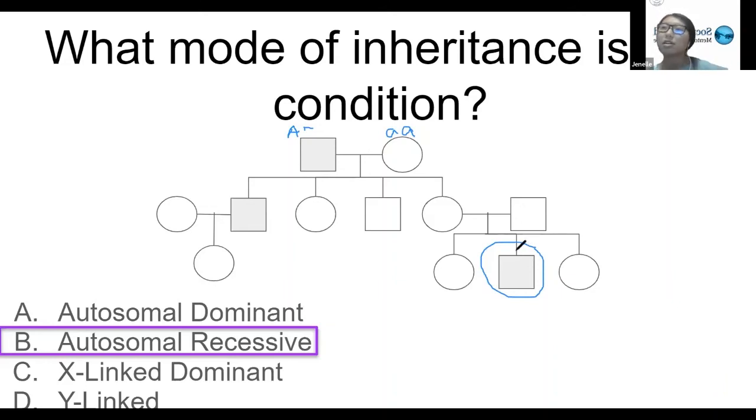Because if it was an autosomal dominant trait, then that means this child should have gotten that dominant allele from either the mom or the father, in which case both of them don't have it, so then it couldn't be an autosomal dominant trait. And then finally, why it's autosomal recessive is that we eliminated all 3 other ones.